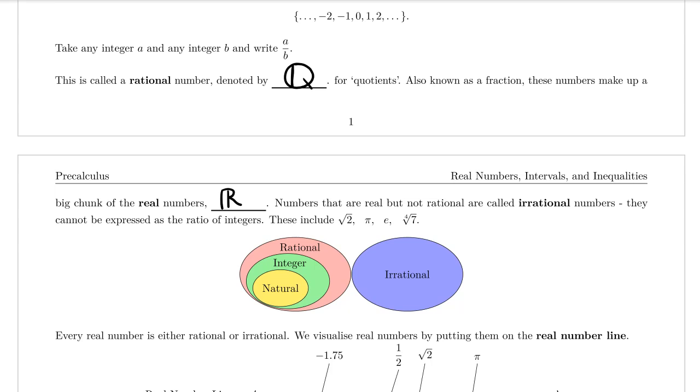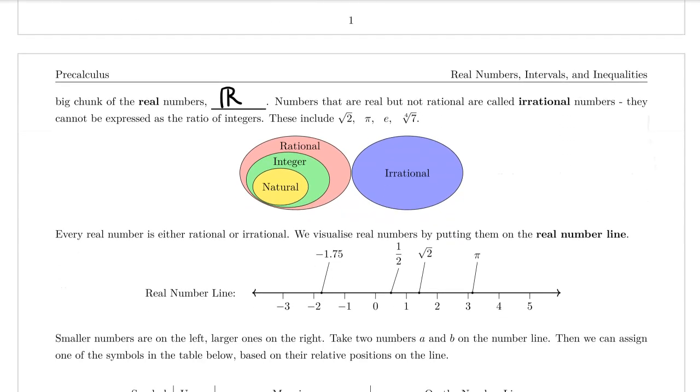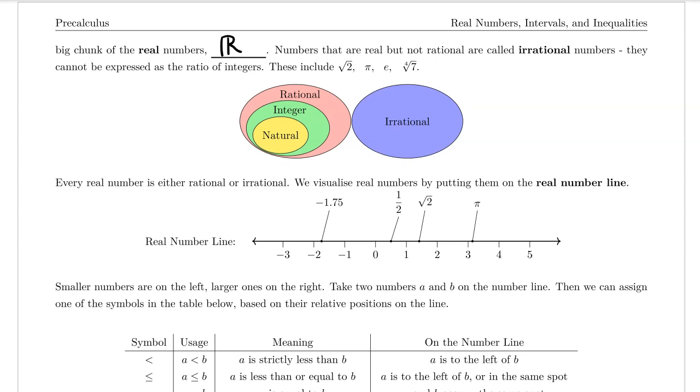Here's a really nice graphic about how the various numbers exist and make up the set of real numbers. So a natural number is also an integer and also a rational number. And then notice that rational numbers and irrational numbers are disjoint, meaning a number has to be one or the other. It cannot be both. So every real number is either rational or irrational.